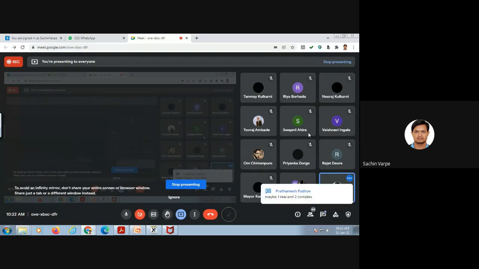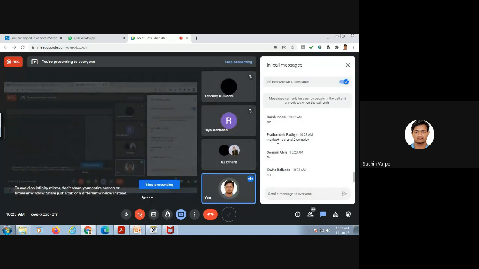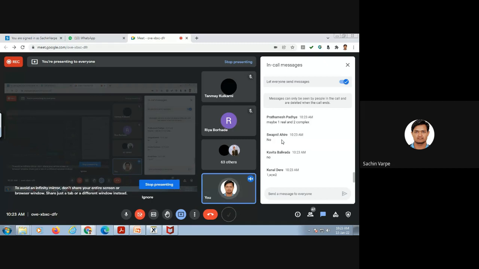Maybe one real and two complex. Very good. No. So Prathamesh have given the explanation. I hope the point is clear that all its roots are not complex. That is not possible. But all roots can be real. That is possible. And if there is one complex root, then its conjugate will come. So at least two roots to be complex there. So the rest root must be real. Clear to everyone?